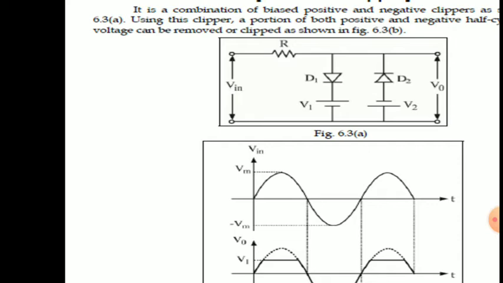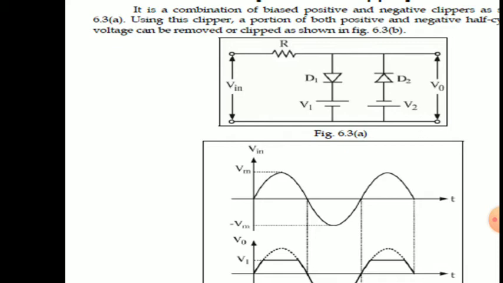And now come to D2 and V2. In that, what happens? The negative terminal is connected to V input. Vn is equal to V input, which is less than V1. And Vp is equal to minus V2. In this circuit, we have considered V1 is equal to V2, so you can replace like that.